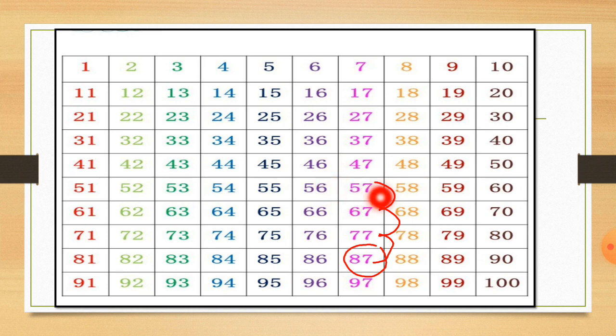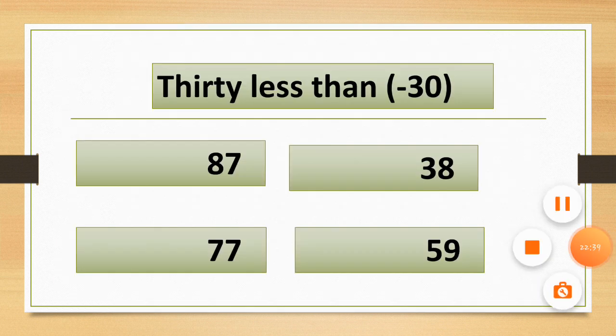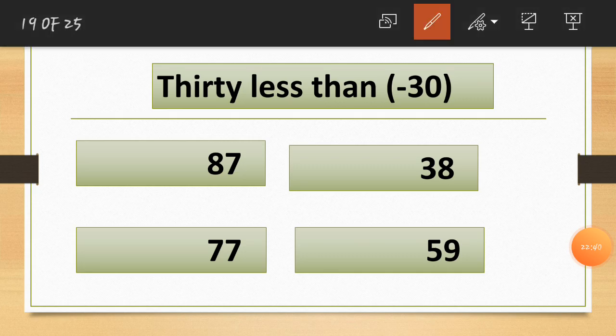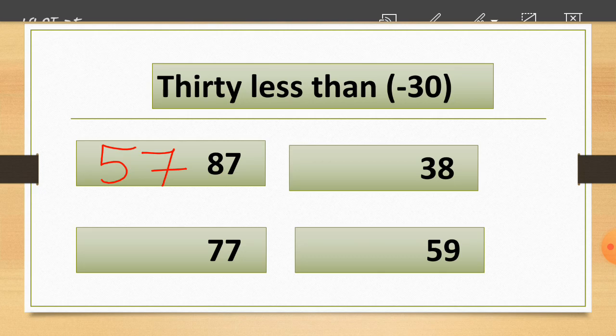You can see through this red dot. So let's write the answer, which is 57. The answer 57 here, students. So here is the 57 number. You can see I write this.